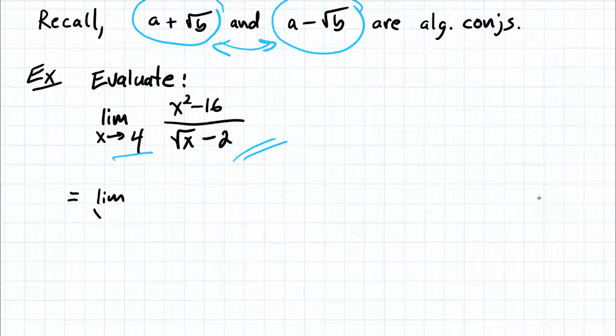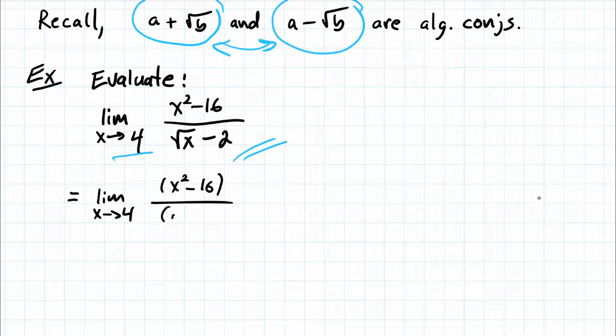So the trick is to multiply by that algebraic conjugate. So you take x squared minus 16, leave it alone, square root of x minus 2, leave it alone, and multiply now by the algebraic conjugate. So that'd be the square root of x plus 2. And the square root of x plus 2.